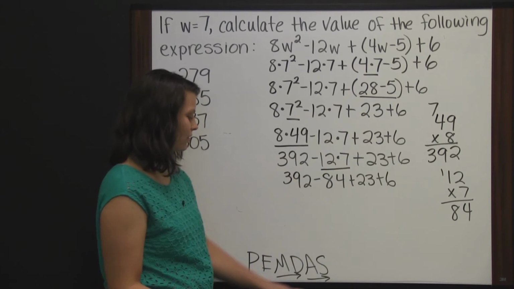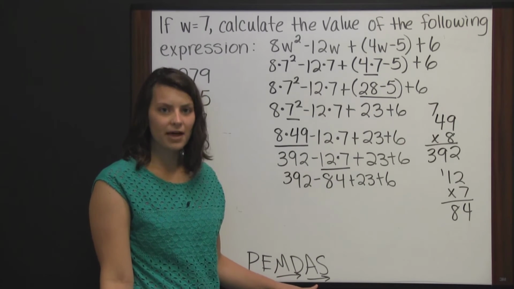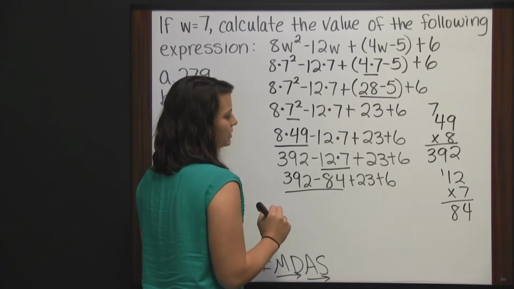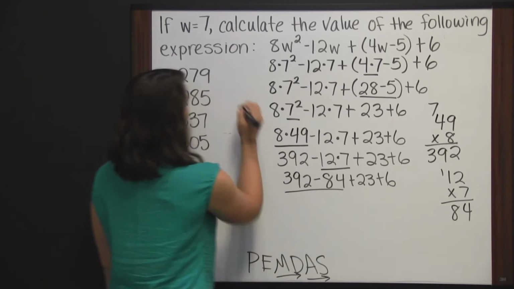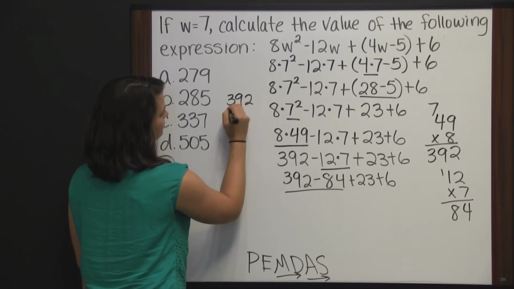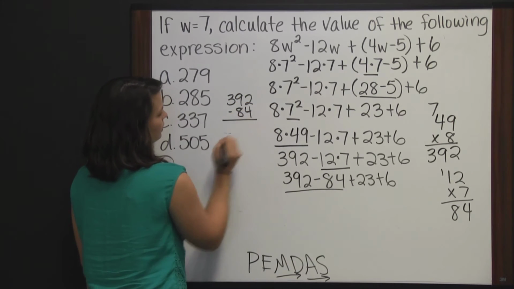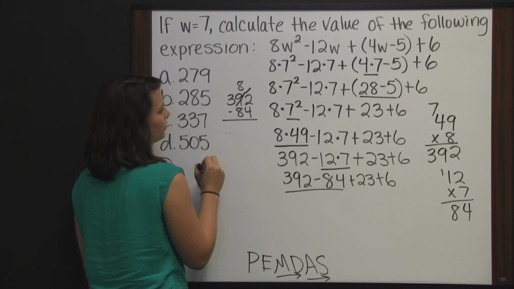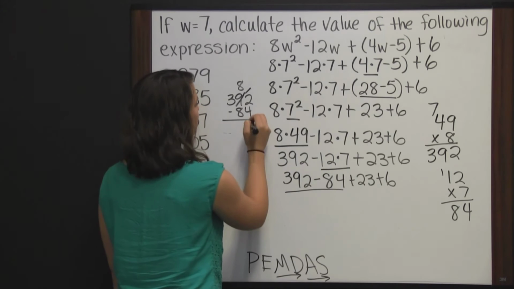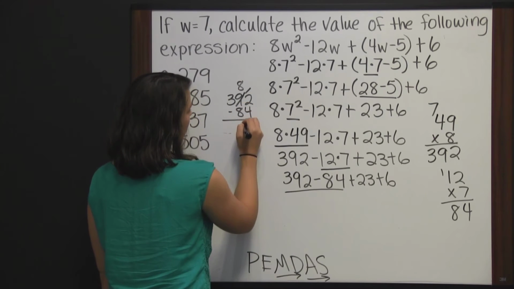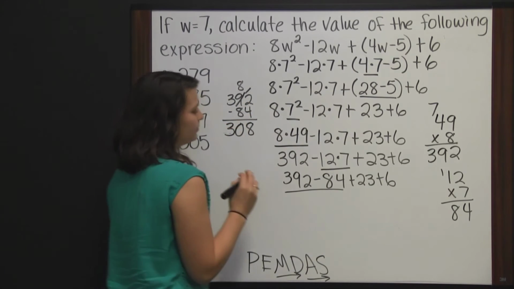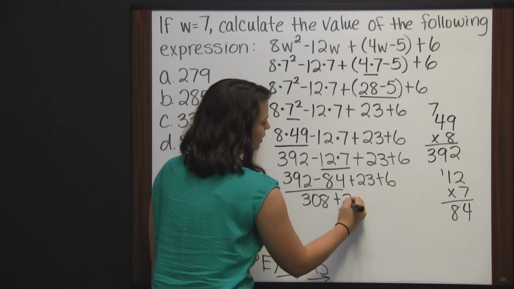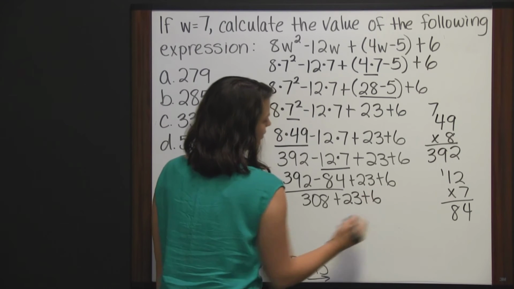So all we have left now is our addition and subtraction from left to right. So we start with 392 minus 84. I'll do that over here. So we have to borrow from the 9, it becomes an 8. And we have 12 here. 12 minus 4 is 8. 8 minus 8 is 0, and we bring down the 3. So we have 308 plus 23 plus 6.